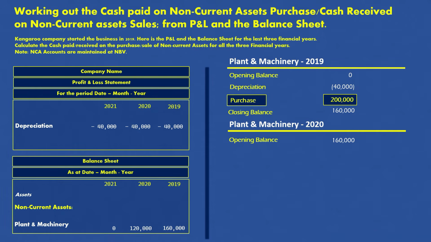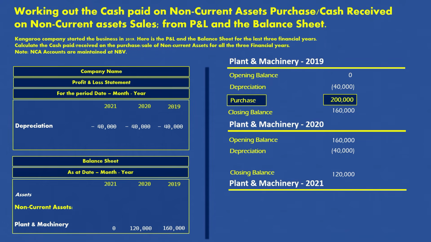Okay, let us move to the next year, and in that year the opening balance will be coming from the last year, that is $160,000, and then you depreciated the machinery by $40,000, so we expect the closing balance to be 120, and it is 120. That's nice. It means that there is no new addition and there is no deletion as well. So there is nothing to find out, there is no cash inflow or outflow. So I would simply conclude that in this year there is no cash flow from plant and machinery.